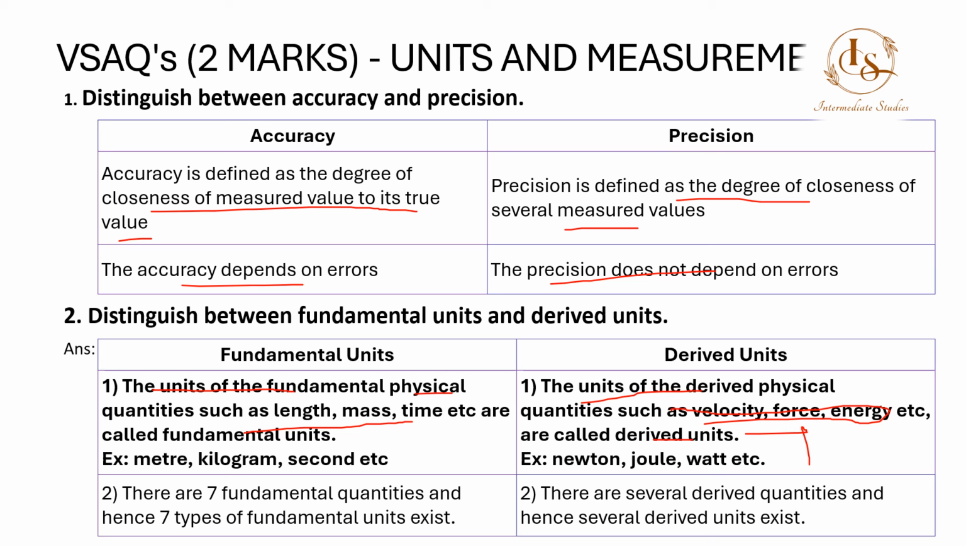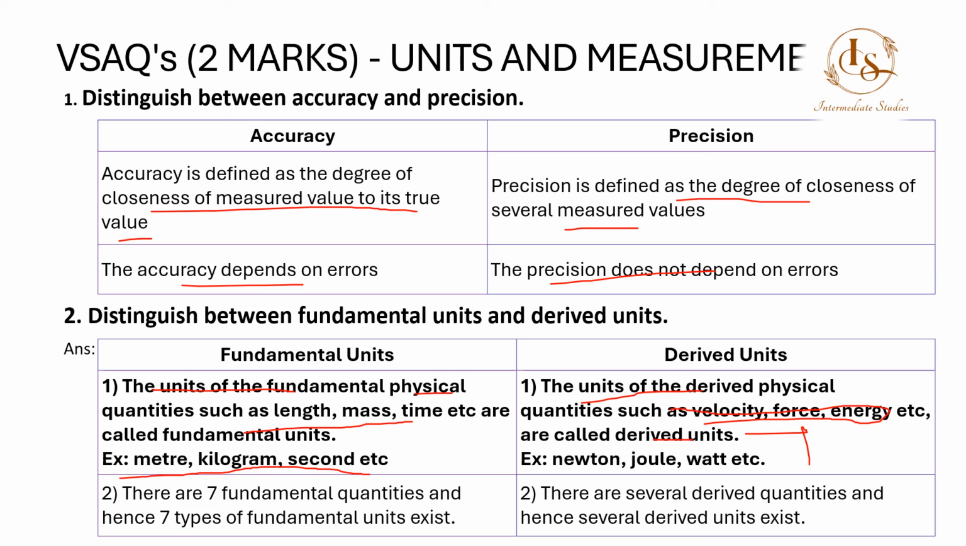And for the example like meter, kilogram and second, definitely you need to mention an example for each of the units. For fundamental units you need to write the example meter, kilogram or second, etc. For derived units also you need to definitely mention the example Newton, Joule or Watt, etc. You can write 1 or 2 examples, that is also enough.